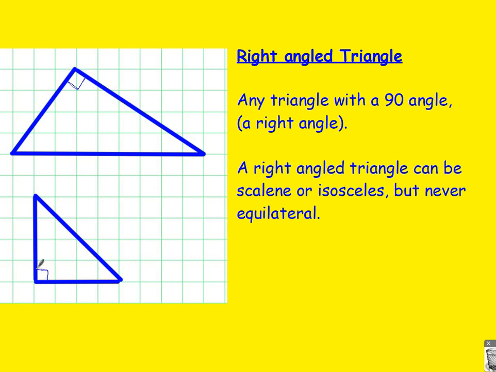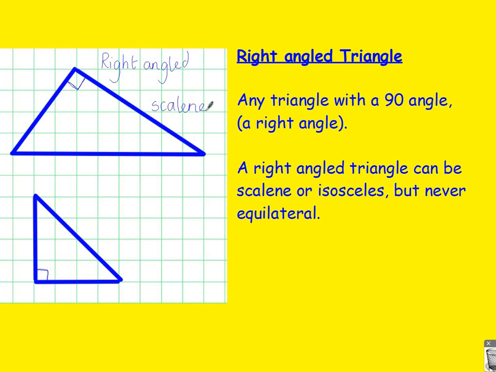Now, right angle triangles can be either scalene or isosceles. They will never be equilateral because think about it now, right angle triangle has to have a 90-degree angle, and with an equilateral triangle each of the corners or each of the angles are 60 degrees. So if I have a little look at the top one here, all the sides of the triangle are a different length, so I would refer to this as a right angled scalene triangle. Right angled scalene.